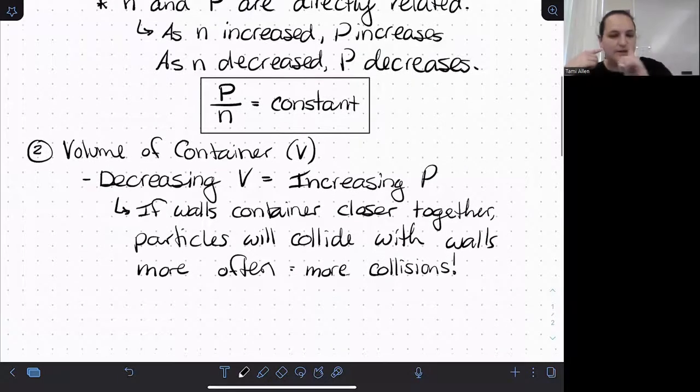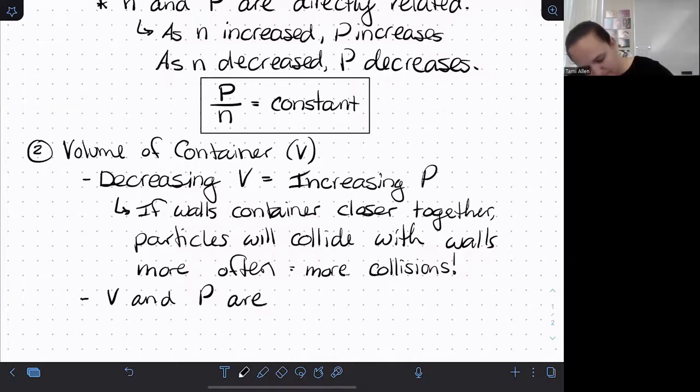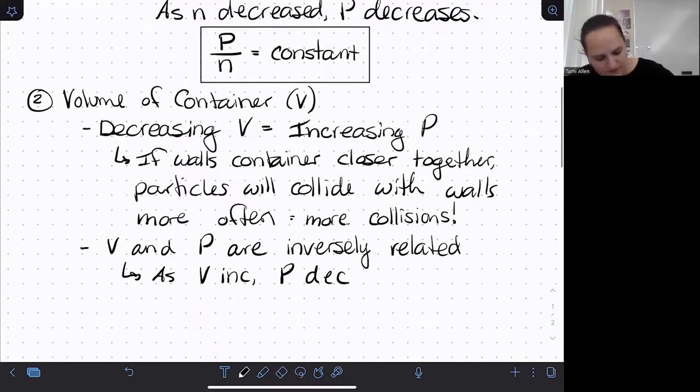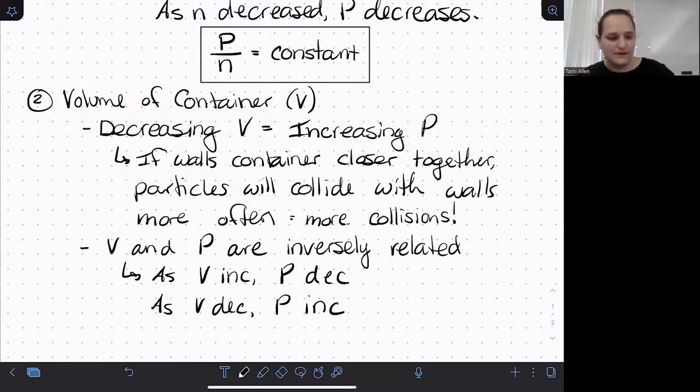So we know that as volume goes down, pressure goes up. So we see these going in opposite directions, which means that these two things are inversely related. So as volume increases, pressure decreases. As volume decreases, pressure increases. So they go in opposite directions in this case.